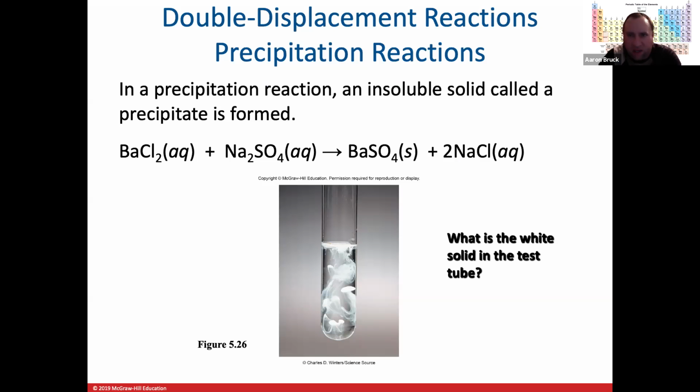In precipitation reactions, we see an insoluble solid form. That insoluble solid is known as a precipitate. We can indicate the nature of that by indicating that a solid has formed that is not dissolved. And that sets it apart from the stuff that is still aqueous and dissolved in water. So to answer this question, what is the white solid here? Well, sodium chloride would stay dissolved in water. This has to be the barium sulfate that is left over.